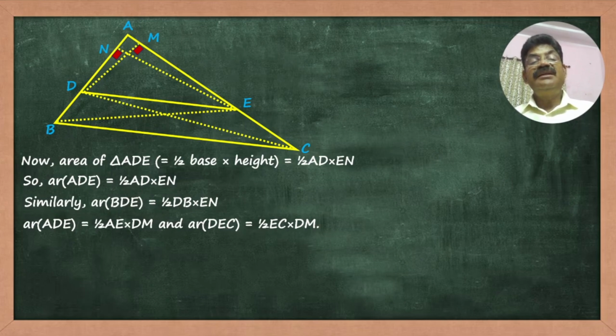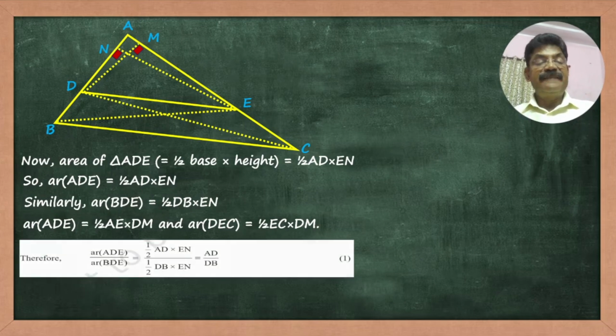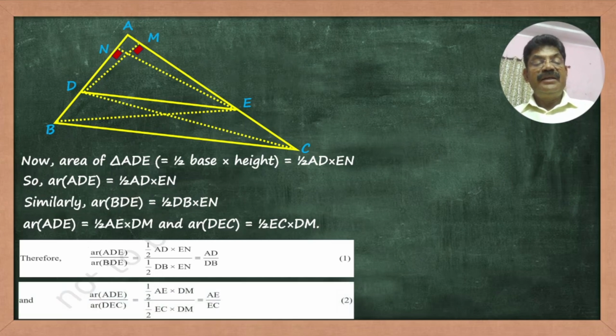Remember, we have to prove that AD divided by DB is equal to AE divided by EC. So I want these lengths in the formula. That's why I found the area of triangles. Therefore, area of ADE divided by area of BDE is equal to half into AD into EN divided by half into DB into EN, which is equal to AD divided by DB. Similarly, area of ADE divided by area of DEC is equal to AE divided by EC. So, these two results we have derived.